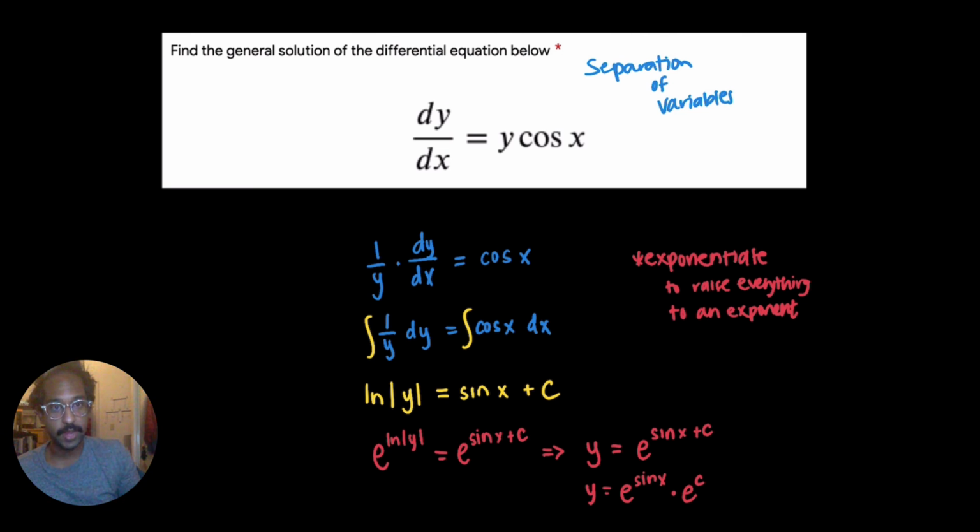And so we'll find that our final answer, I'll write it up here, maybe in green so we can see it separately, is going to be y equals C e to the power of sine x. We found this general solution by using separation of variables.